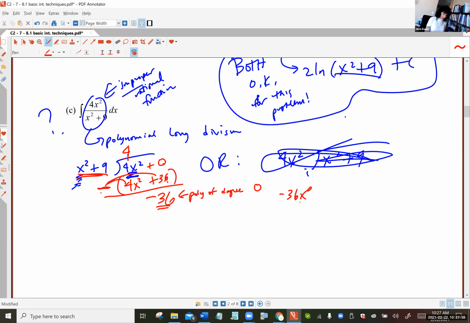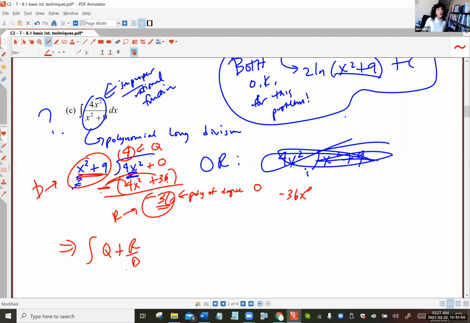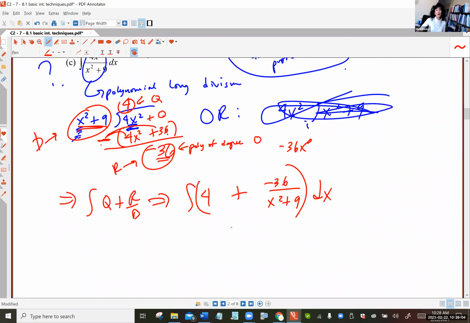So then what? You've got your Q, your quotient, you have your R, your remainder, you have your D, your divisor. Remember, you're going to rewrite it as Q plus R over D. And if you don't, I'm going to take away a whole truckload of points. So then what? For this problem, you're going to go 4 plus negative 36 over x squared plus 9. And you're going to integrate that instead of the original problem, because you can't integrate that improper rational function.